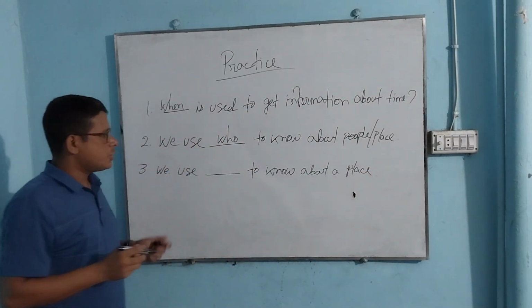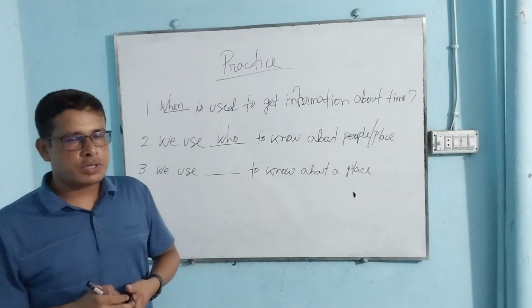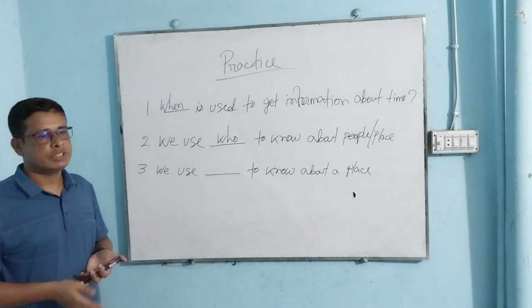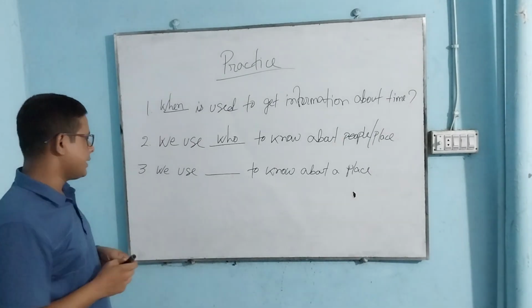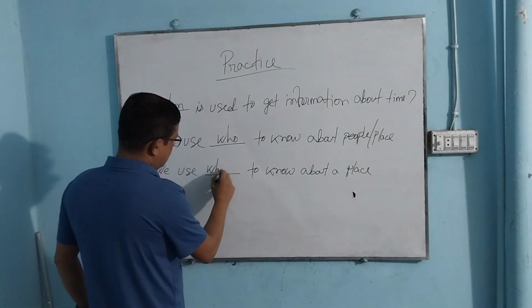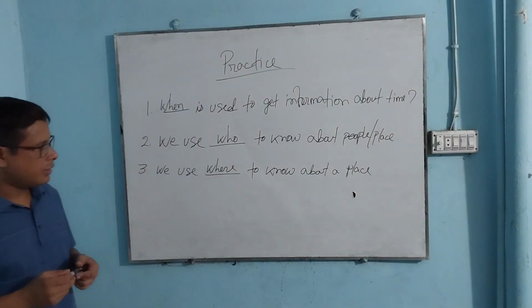We use dash to know about a place. Okay, who can say it? Just raise your hand. Yes. We use where. We use where to know about a place.